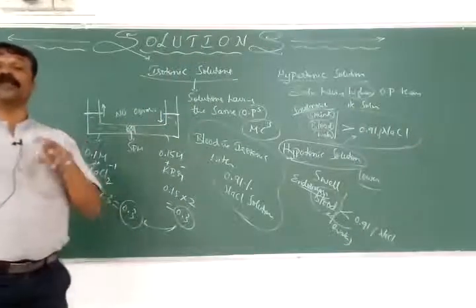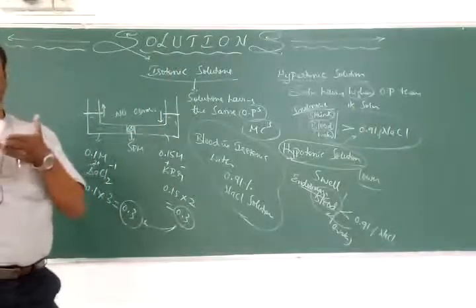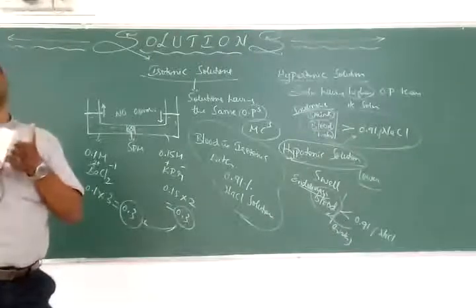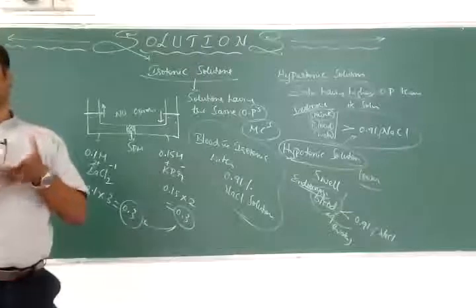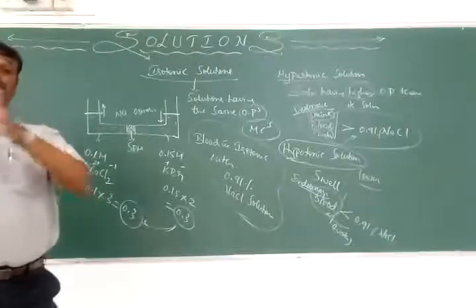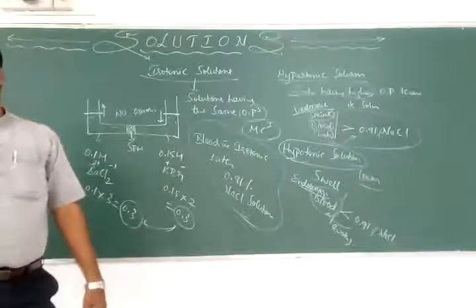So these are the three different solutions with respect to the phenomenon called osmosis: isotonic, hypertonic, and hypotonic. Behind which are exosmosis and endosmosis.